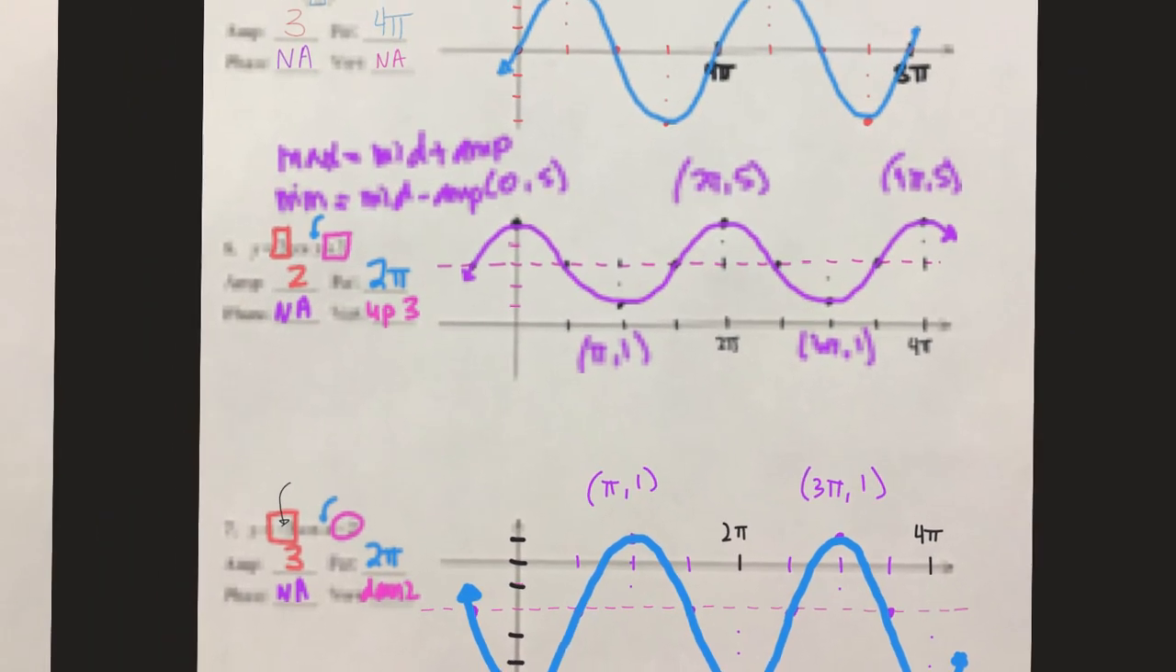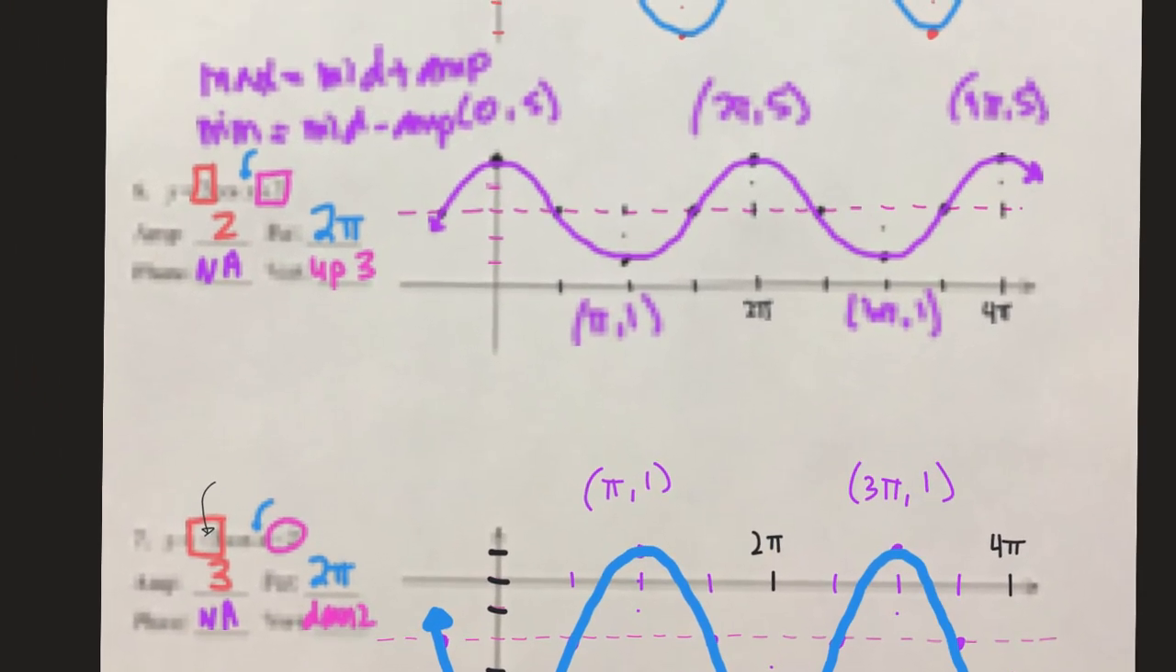So when we have a midline shift, when your graph has been moved up or down, that is your horizontal center. That is where you count up and down for your amplitude, and that's also where your quote-unquote zeros go. That's where your graph crosses the midline in the middle of your maxes and your mins.